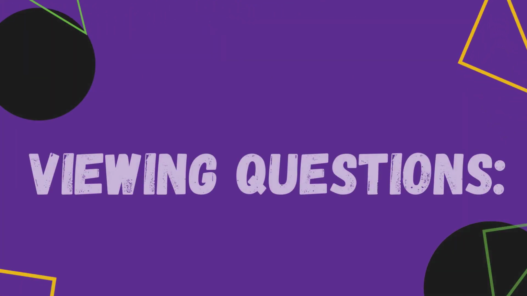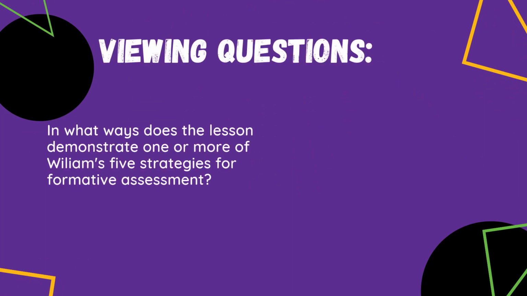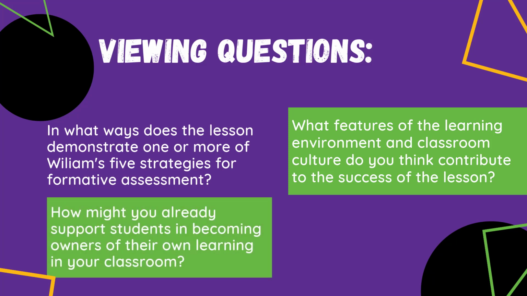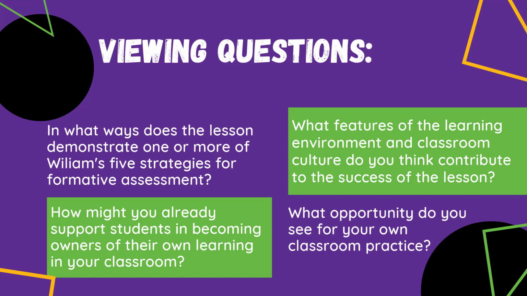Consider the following questions as you watch. In what ways does the lesson or technique demonstrate one or more of Wiliam's 5 strategies for formative assessment? What features of the learning environment and classroom culture do you think contribute to the success of the lesson? How might you already support students in becoming owners of their own learning in your classroom? And what opportunity do you see for your own classroom practice?